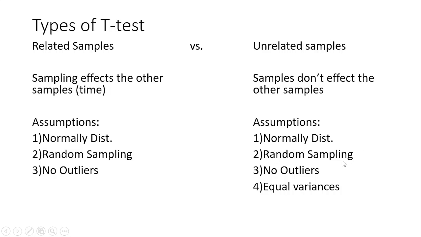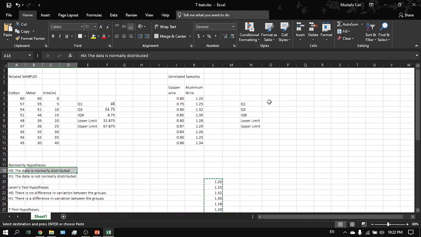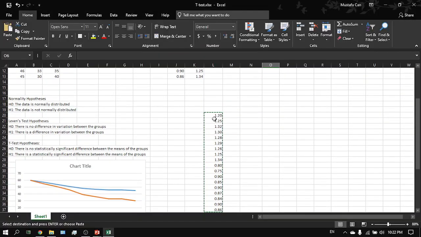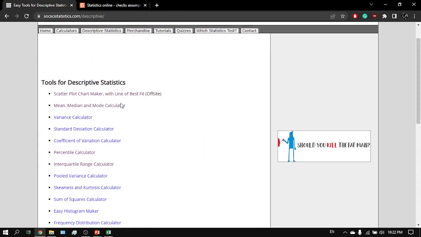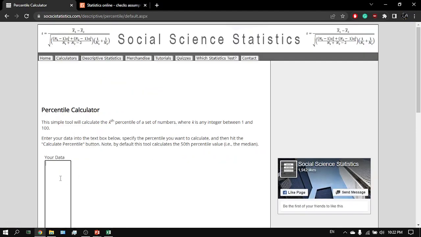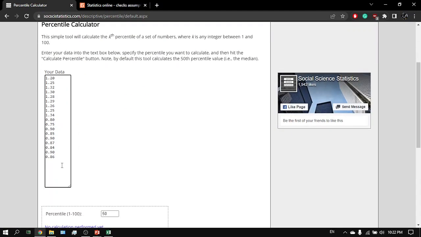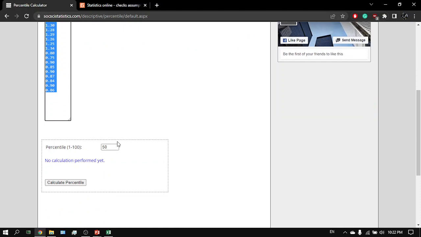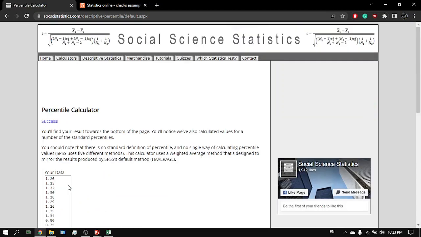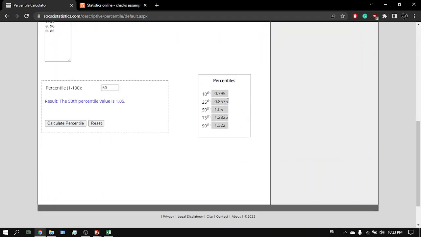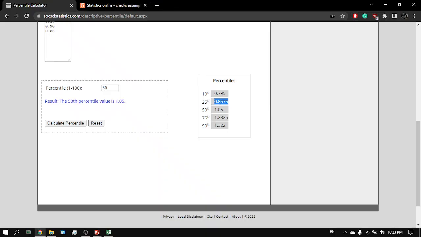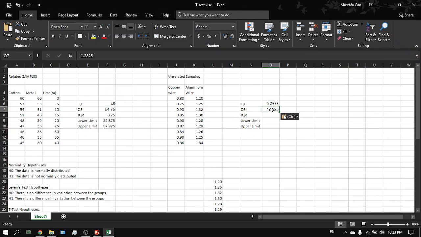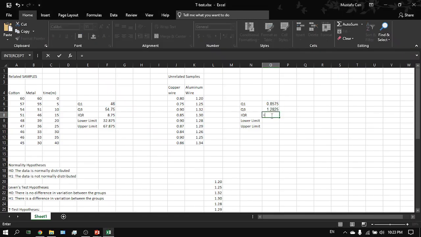I told you about random sampling, no outliers. Let's find outliers. I take my data again. I come to descriptive statistics and percentile calculator. Paste it here. Let's see if there are any spaces. There are no spaces. Percentile. Bam. I take it. Q1, Q3. Calculate the interquartile range.